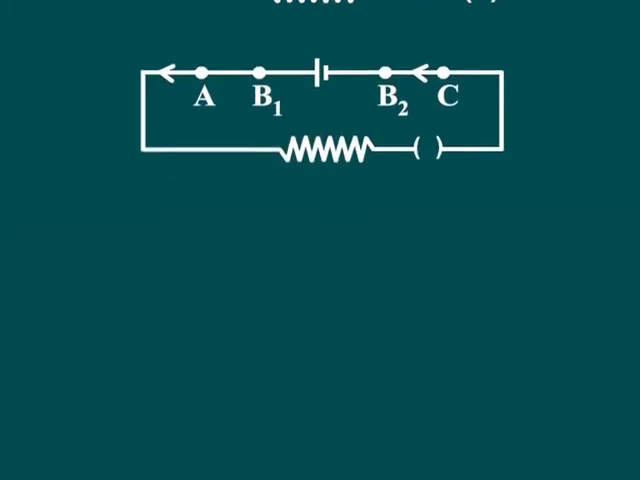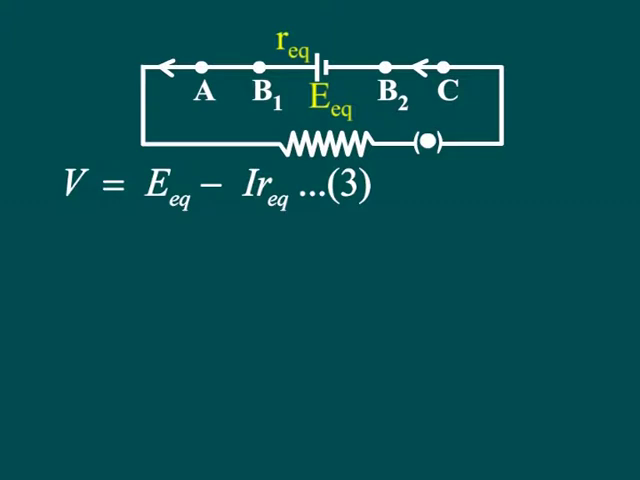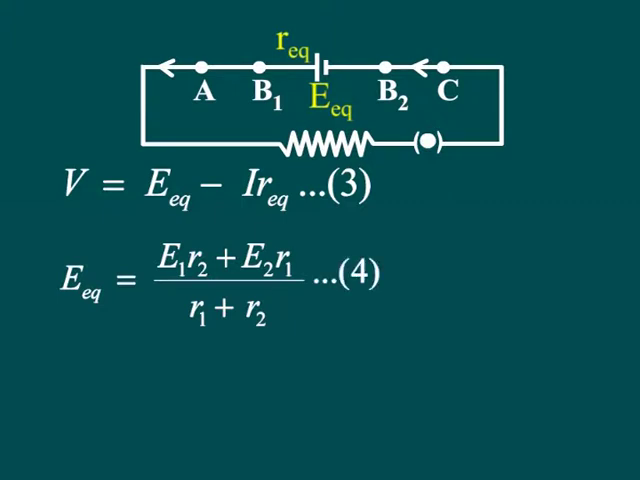If the parallel combination of cells is replaced by a single cell between B1 and B2, of EMF E equivalent and internal resistance R equivalent, then V is equal to E equivalent minus I into R equivalent. Let this be equation 3. Comparing equations 2 and 3, we have E equivalent equal to (E1 R2 plus E2 R1) upon (R1 plus R2). We will name this as equation 4.